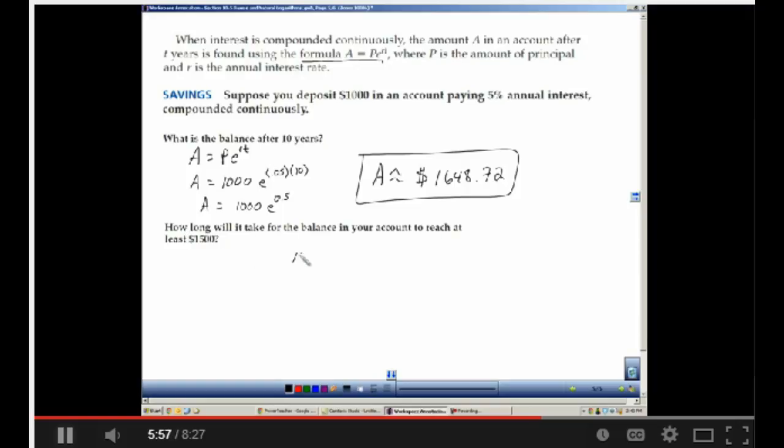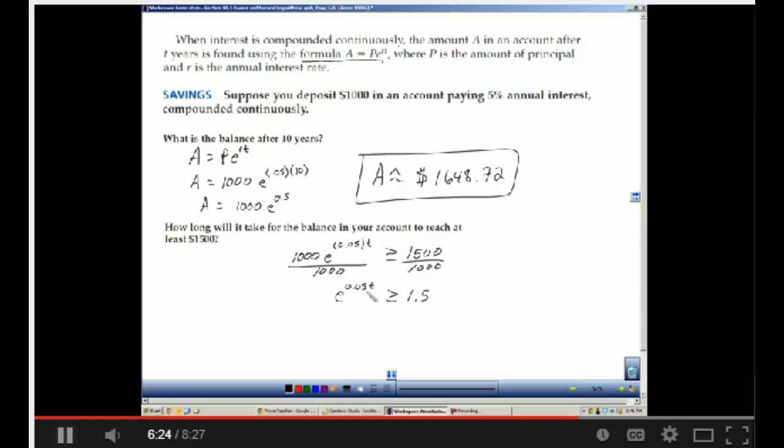Now in the second part, we want to know how long it will take the balance to reach $1,500. So we still want to take our $1,000. We're going to multiply by e to the 0.05 exponent. We don't know the time this time. That's what we're looking for. And we want to know when that value is bigger than 1,500. So this becomes an inequality. So I'm going to divide both sides by 1,000. So I get e to the 0.05t is greater than or equal to 1.5.